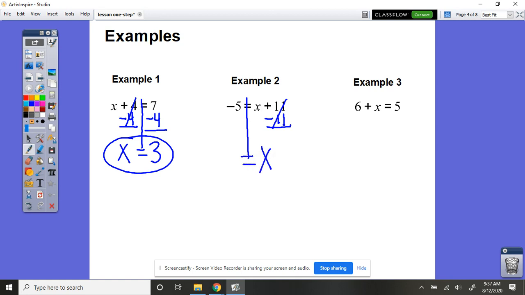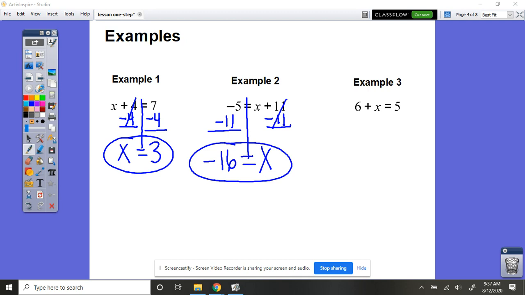But if I subtract 11 on this right side, I need to go to the left side and subtract 11 as well. Negative 5 minus 11 would give me negative 16. So x equals negative 16. And remember, if you feel uncomfortable about doing those in your head, you can always plug those into a calculator. Try number 3. Pause the video and press play when you're finished.